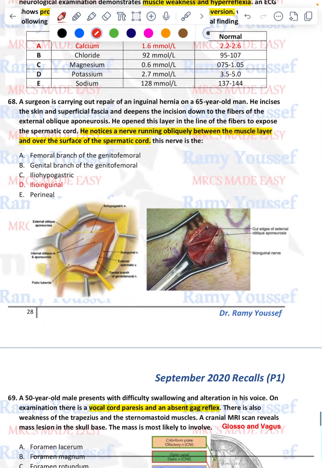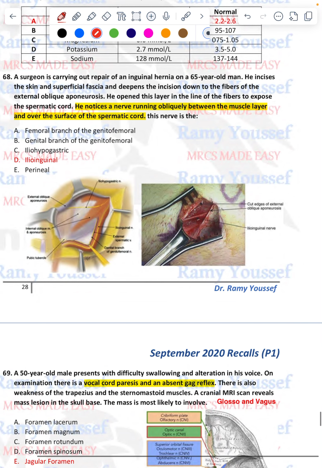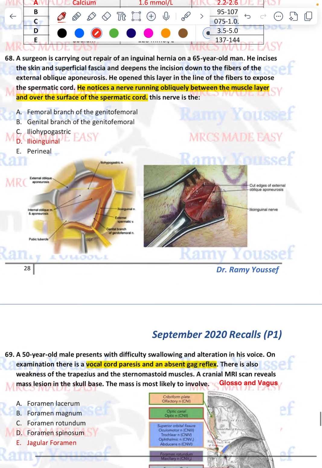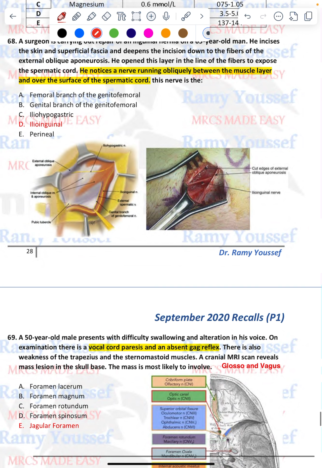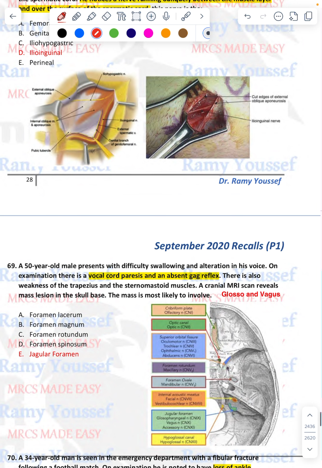Glossopharyngeal, vagus, jugular foramen. So, vocal cord paralysis. Okay, which 10th? This is about the 10th nerve, the vagus nerve, and along with this there is deglutition. There is also examination. Basically, it is the vagus nerve. It's passing through the jugular foramen, along with these important nerves.